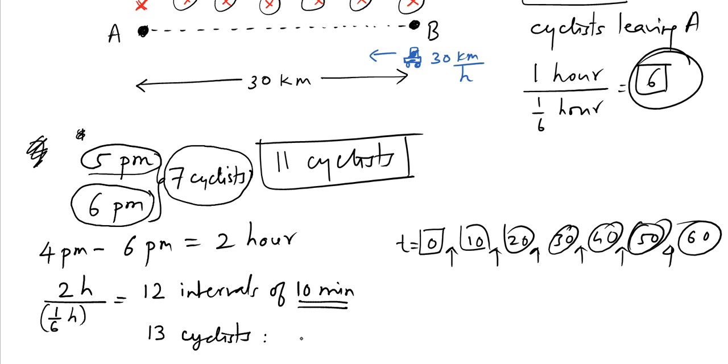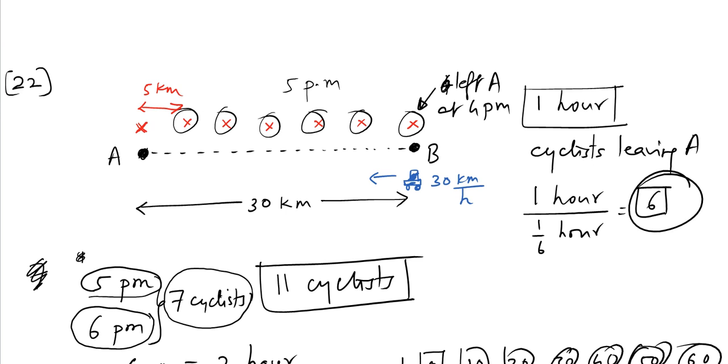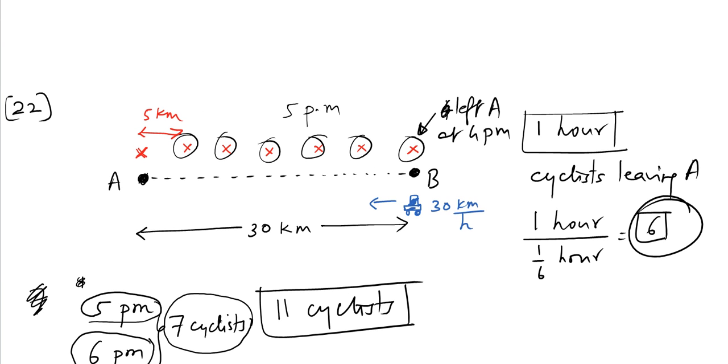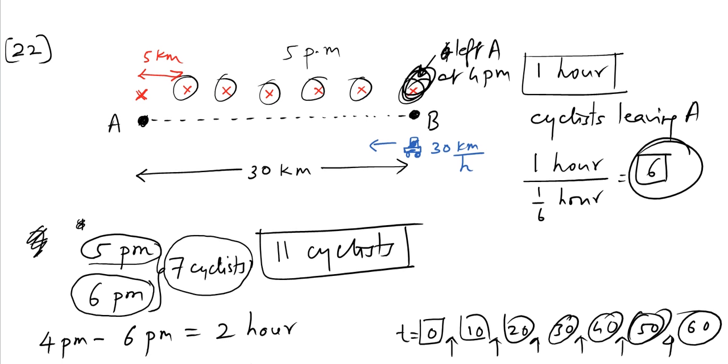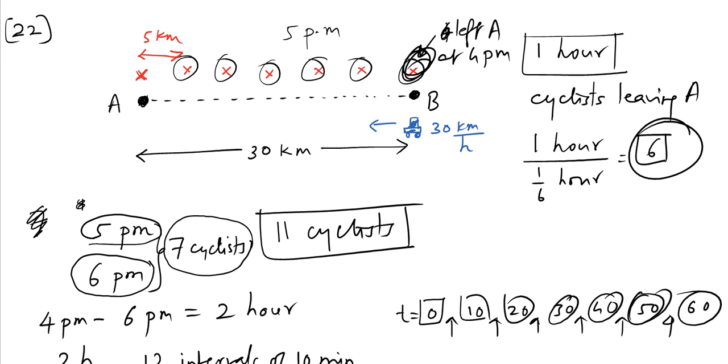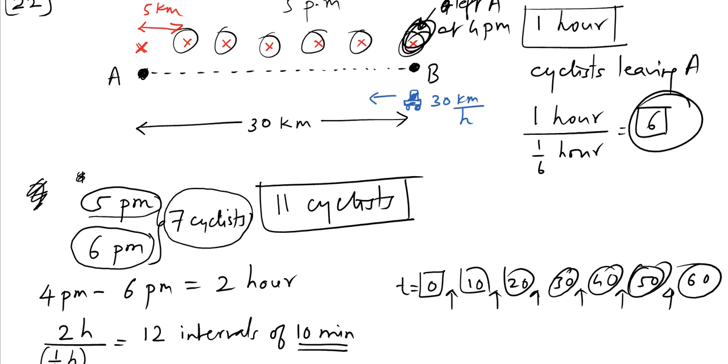Because the cyclist who leaves at 4 p.m. reaches B at 5 p.m. In fact, in the picture, the cyclist on the extreme right, that's the cyclist we are talking about, this one. So this one we don't count because he is met by the motor car at the end of the journey. So we have to count only those whom he meets on the way.